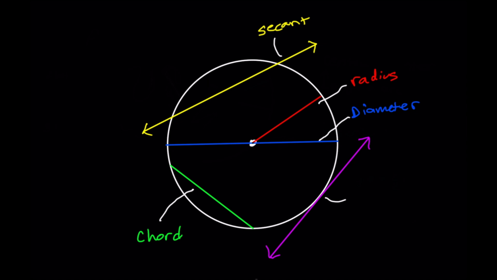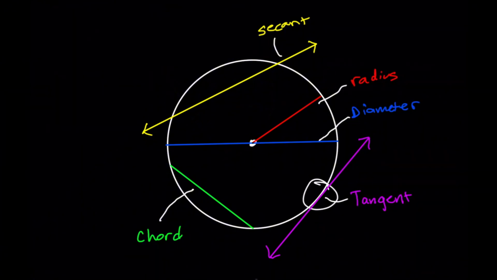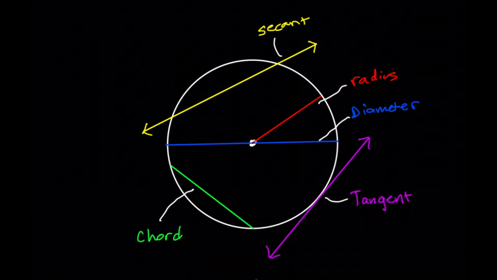And then the last one is a tangent. A tangent is just like a secant where it's a line, except it only goes through the circle 1 time. So a secant is 2 times and a tangent is 1 time. You can remember secant and tangent because they both end with the letter T, and the T is kind of like a line. Also, the way a tangent only touches 1 point is like the letter T only touching 1 time at the tip right there. So I think that's a way that you can remember it.